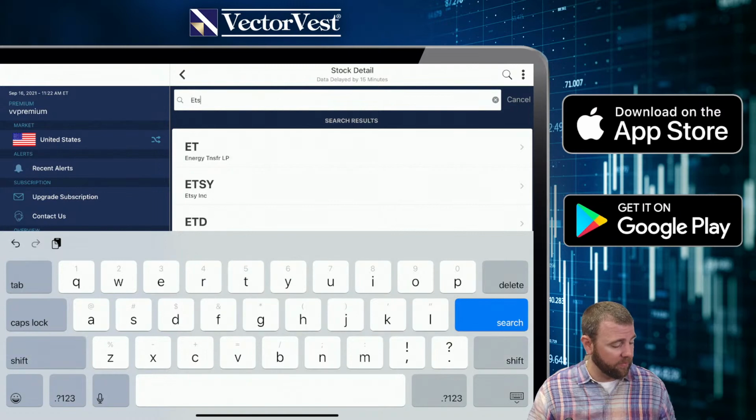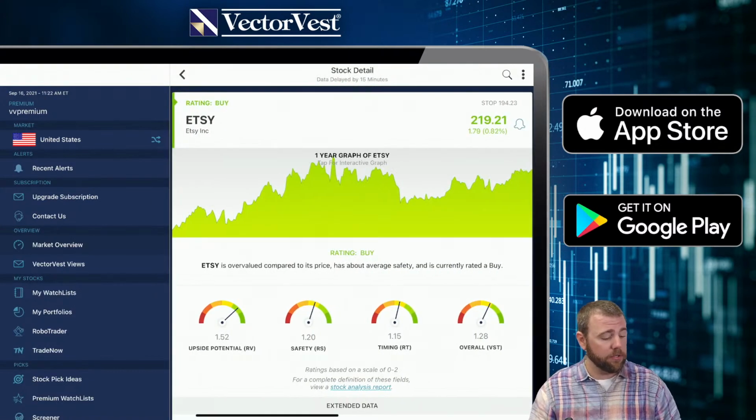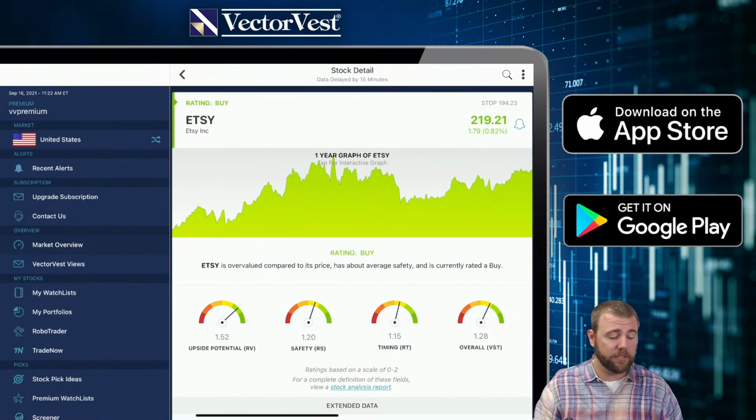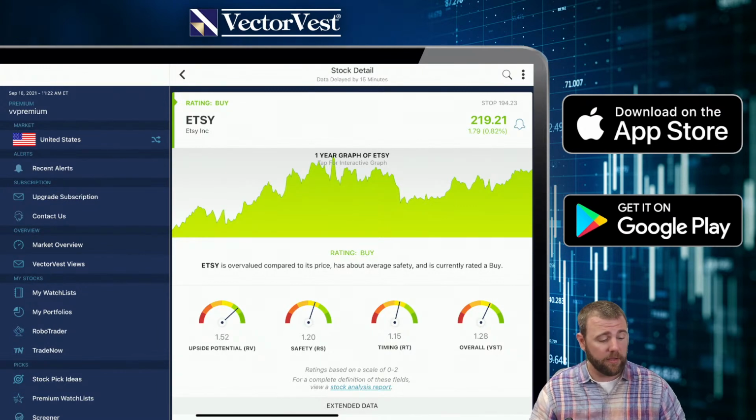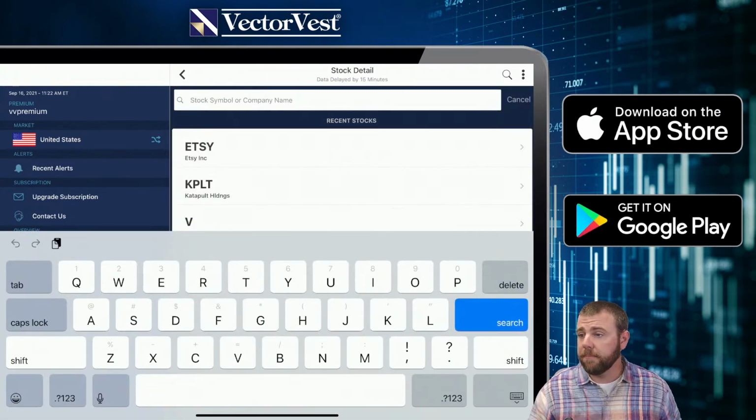Etsy, ETSY. Etsy, great long-term potential, less risk associated with the stock. You have a steady uptrend. Overall, stock's favorable. All right, I'll get to those for you in one second, looking at those UK equities.